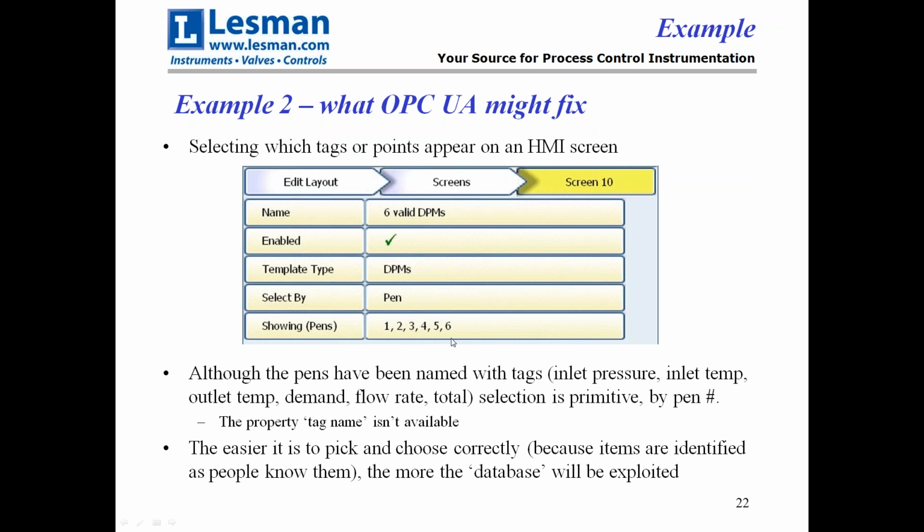Okay? Here's another example right here. You got to pick which things you want to look at, and it displays what's available down here in this little thing called showing pens. Okay, there's 6 pens here.